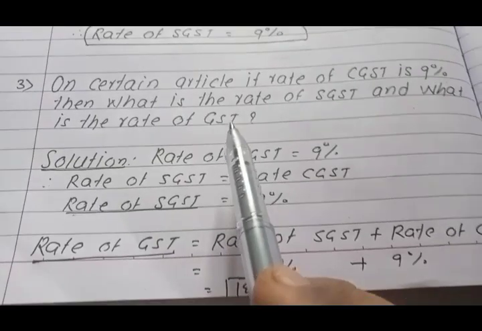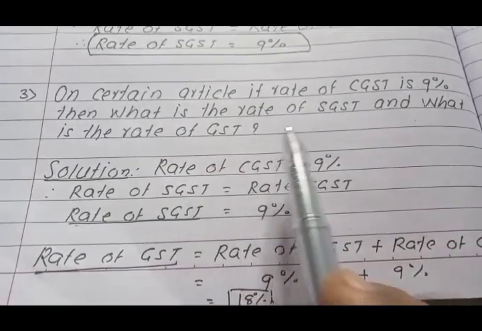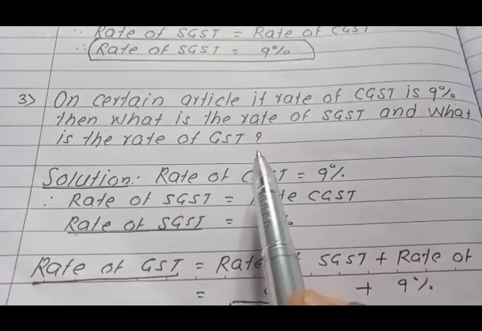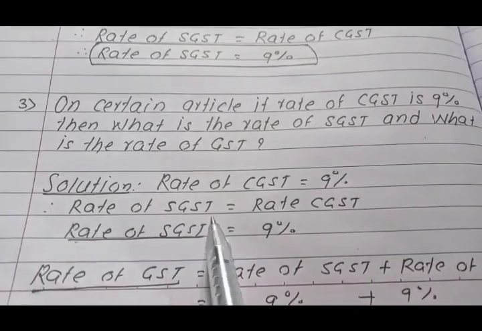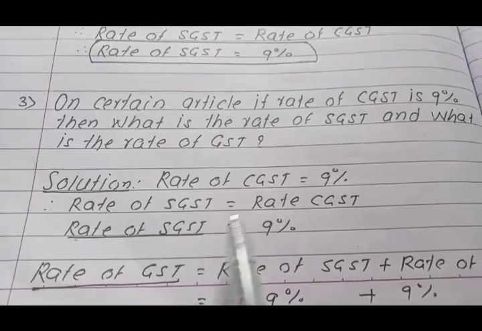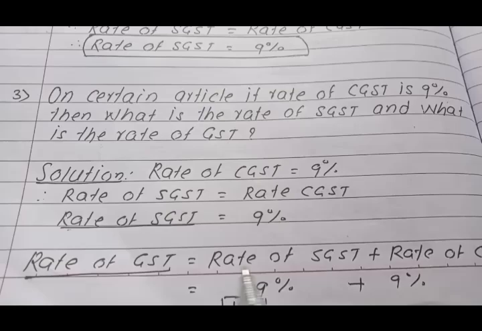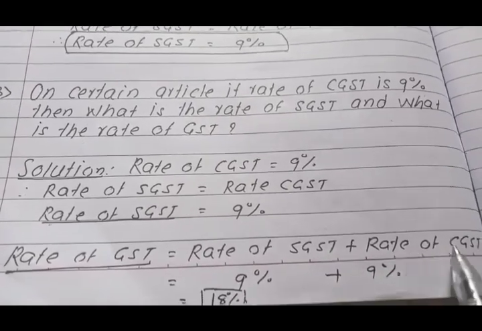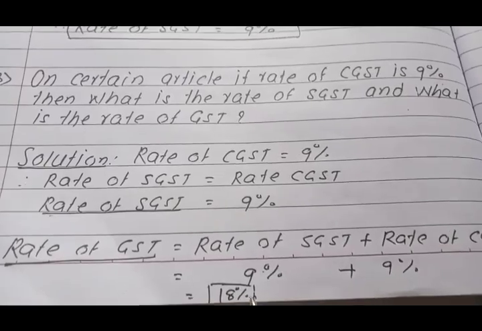Number 3. On a certain article, if the rate of CGST is 9%, then what is the rate of SGST and what is the rate of GST? Given rate of CGST 9%. We know rate of SGST = rate of CGST, so 9% SGST. Then rate of GST = rate of SGST + rate of CGST. Here 9% plus 9% means 18%.